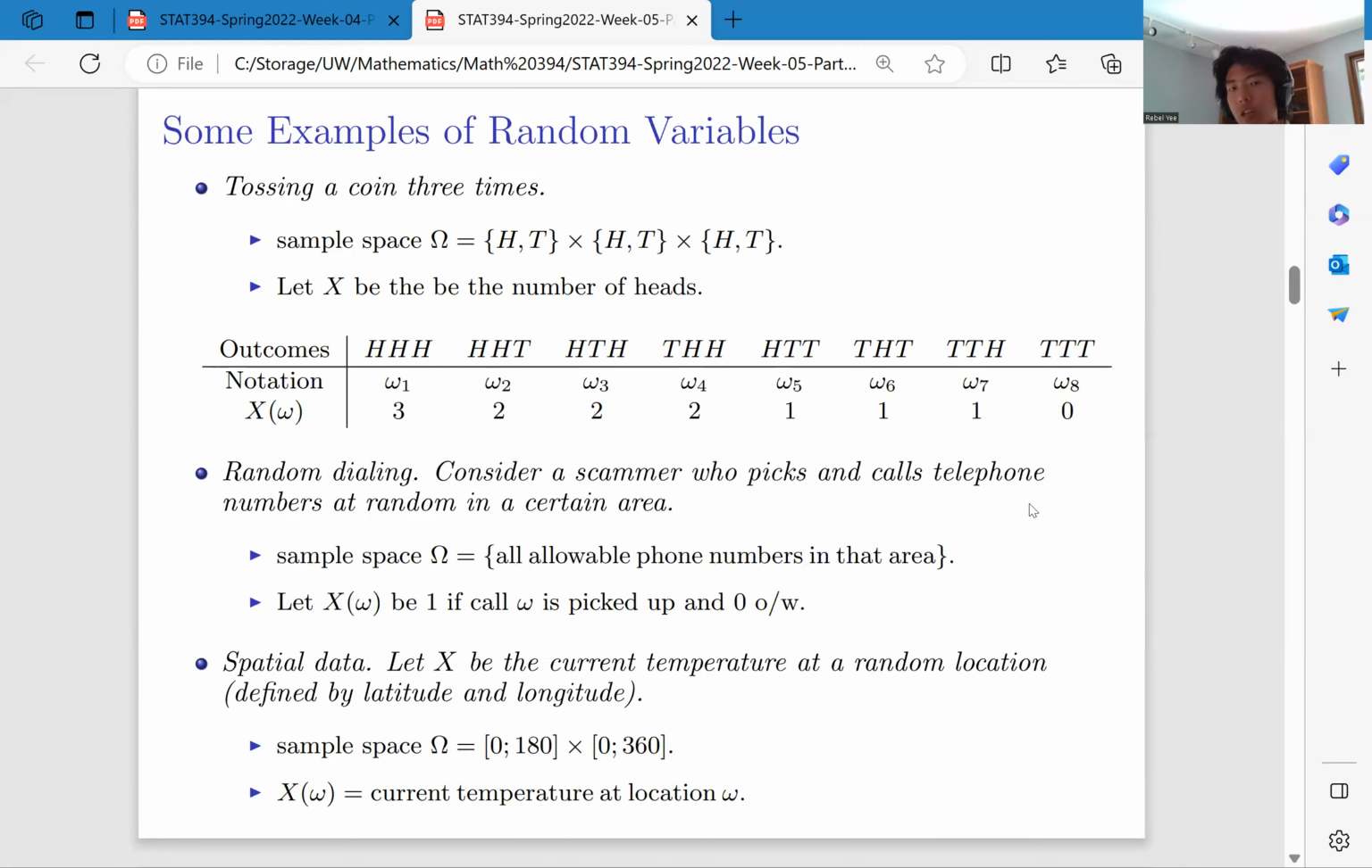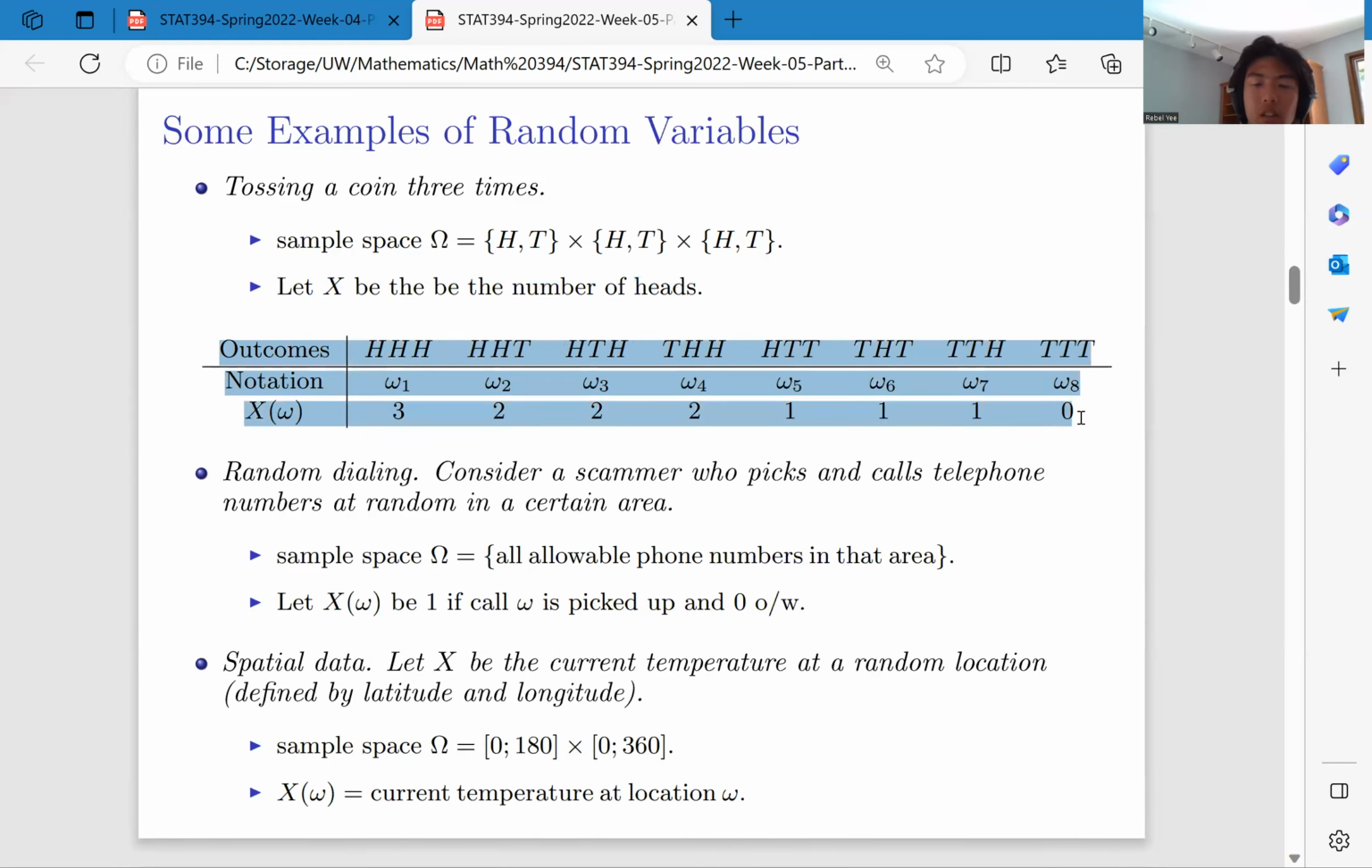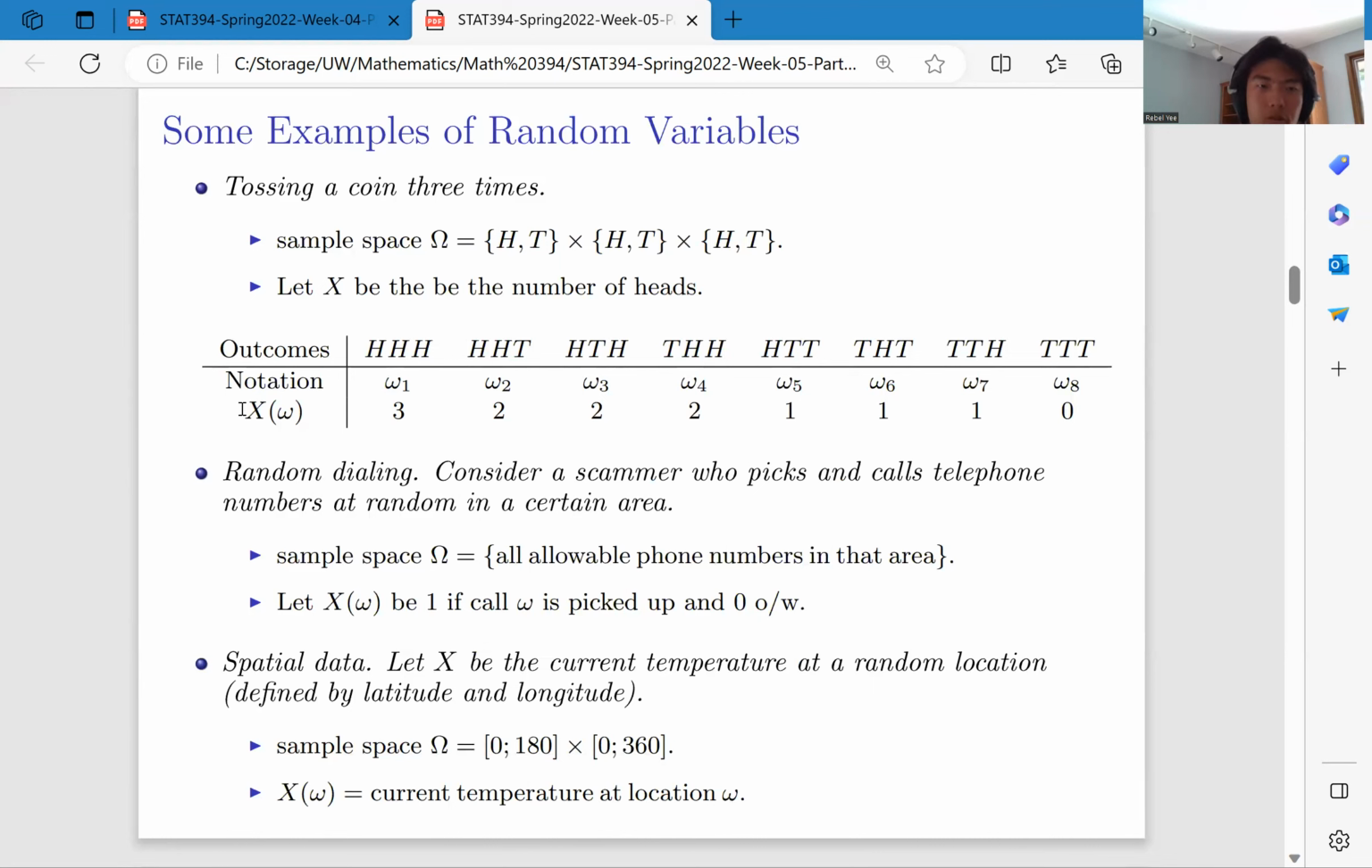So in this case, we can say a random variable converts the outcome of 3 coin tosses into the number of heads that occur in the outcome. And usually we use X, a capital letter, to denote a random variable.